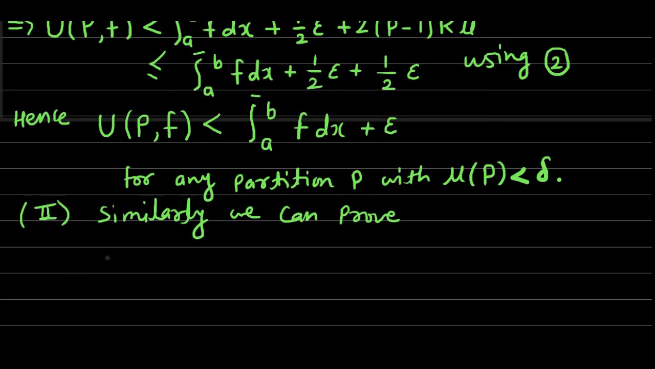That second part is: lower sum over the partition P for the function f is greater than lower integral a to b f dx minus epsilon. So similarly we can prove this. What changes we have to make, we have already discussed while proving theorem number 1. So likewise, the Darboux theorem can be proved.